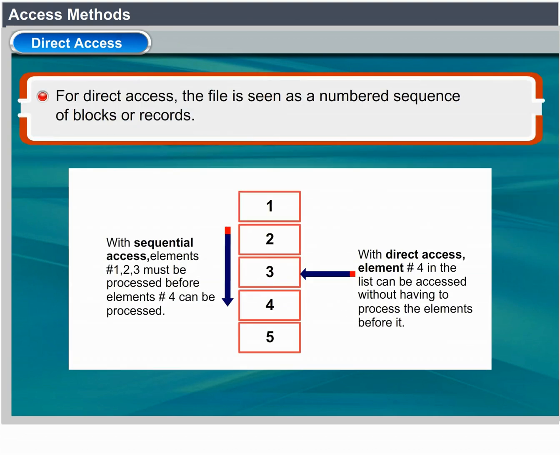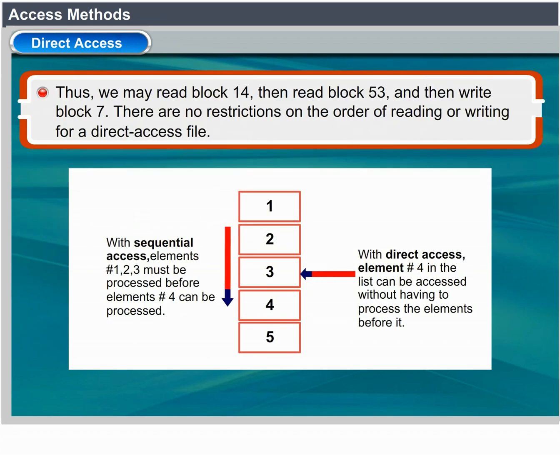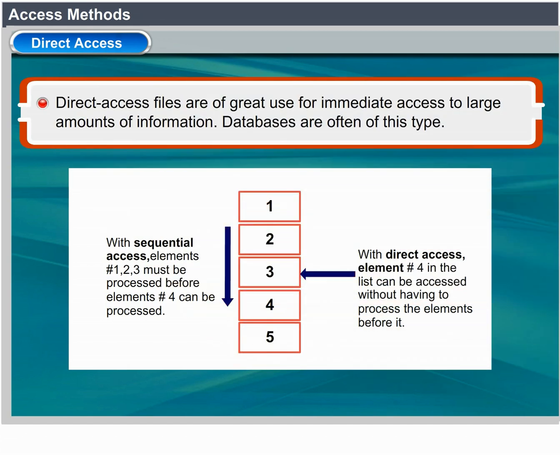For direct access, the file is viewed as a numbered sequence of blocks or records. Thus, we may read block 14, then read block 53, and then write block 7. There are no restrictions on the order of reading or writing for a direct access. Direct access files are of great use for immediate access to large amounts of information. Databases are often of this type.